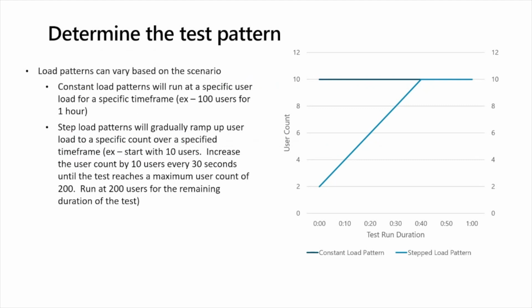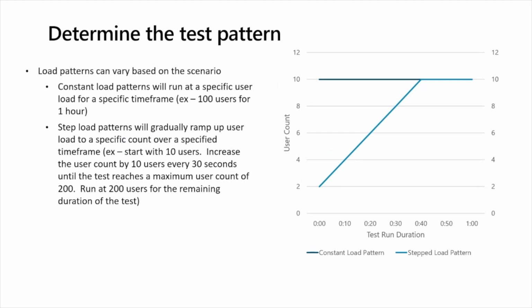The load pattern you use can vary depending on the scenario that you're testing. There are two load patterns commonly used: constant load and step load. Constant load patterns are straightforward. A constant load test will run at a specific user load for a specific time frame, and the load does not change throughout the test. For example, 100 users for 1 hour. A step load pattern is different. Stepped load patterns will gradually ramp up user load to a specific count over a specified time frame.